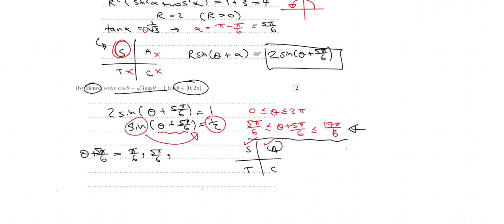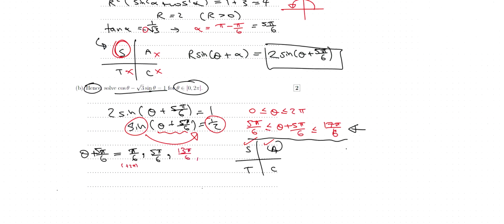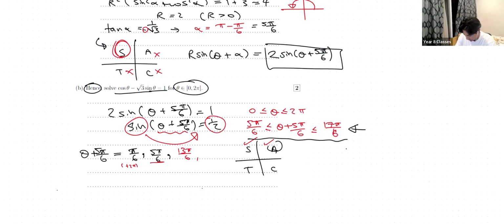13 pi on 6. Good. And we should also, for good practice, just check the 5 pi on 6. What does that give? 17 pi on 6. So it works as well. Indeed, so we can also get 17 pi on 6.